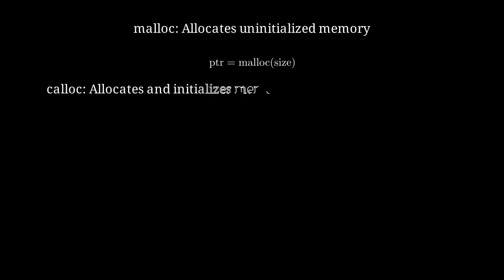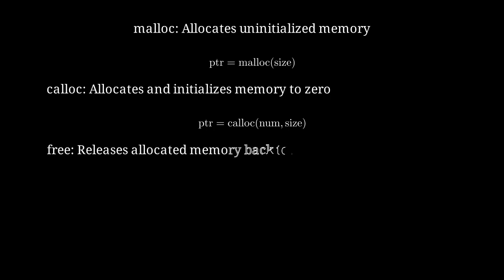The calloc function allocates memory and initializes all bytes to 0. You call calloc with the number of elements and size of each element. The free function releases memory back to the heap when you're done using it. You call free with the pointer to release that memory block.